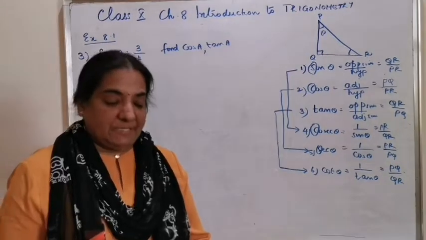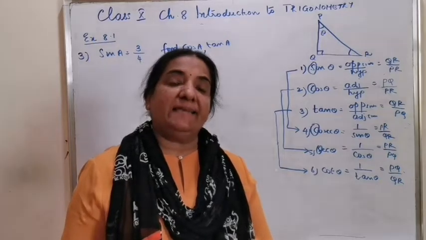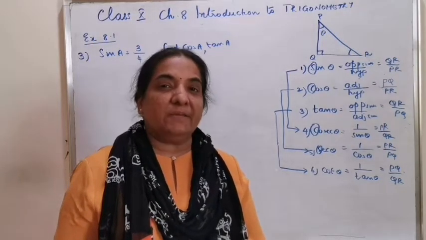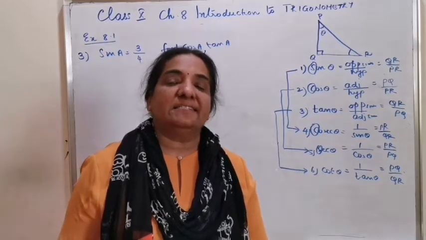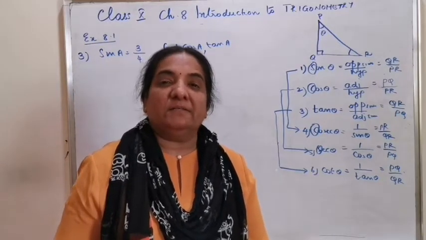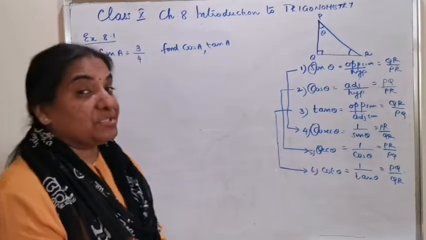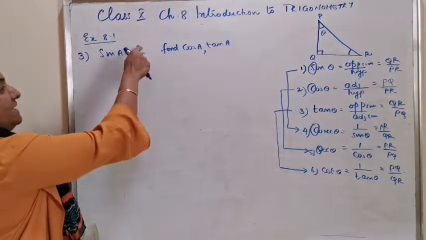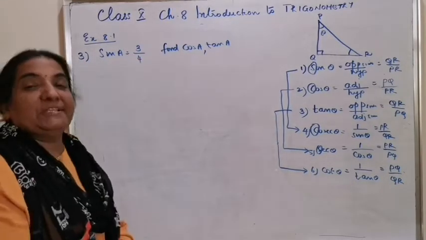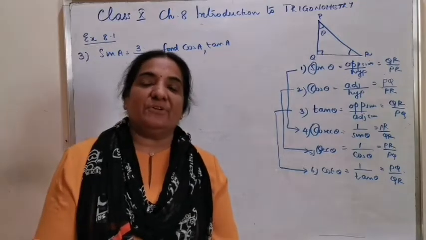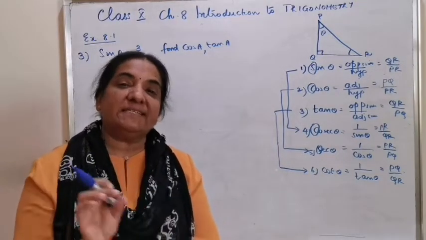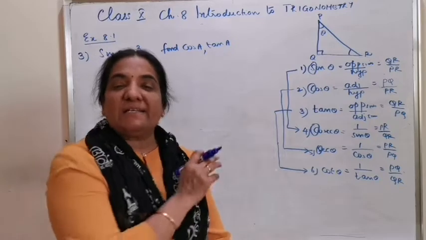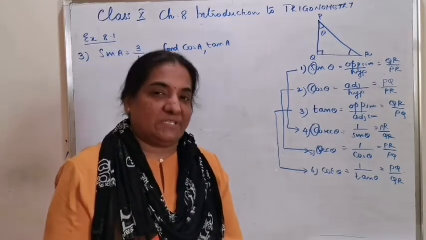Question number 3. If sine A is equal to 3 by 4, calculate cos A and tan A. Here the question shows the difference, as sine is a ratio they told you. In the previous sums, they have given you the measure as 25 centimeter, 7 centimeter and so on. So that is the difference of these types of questions.